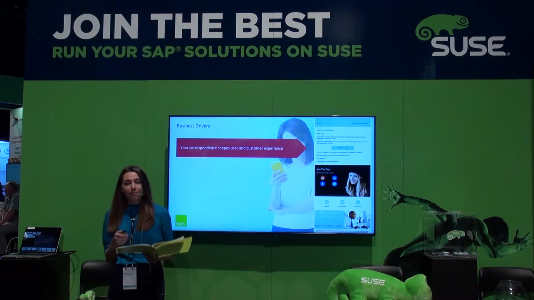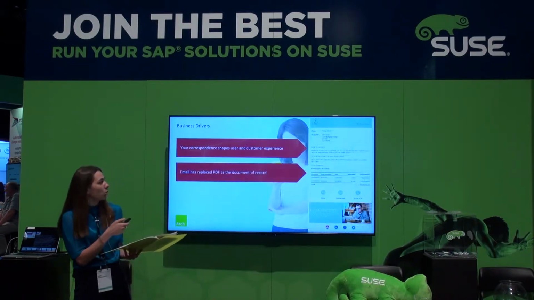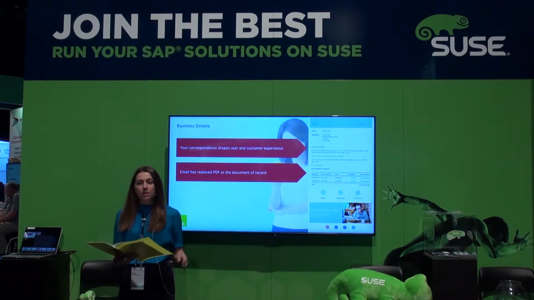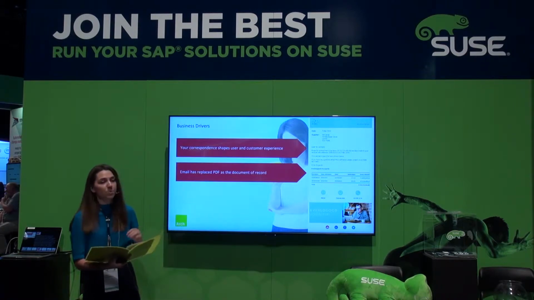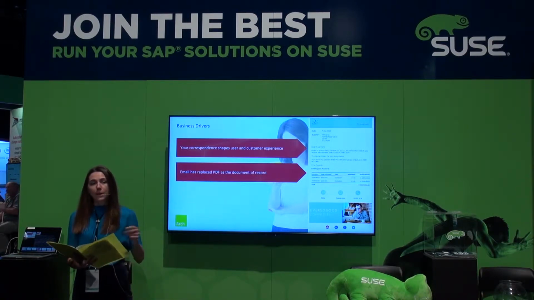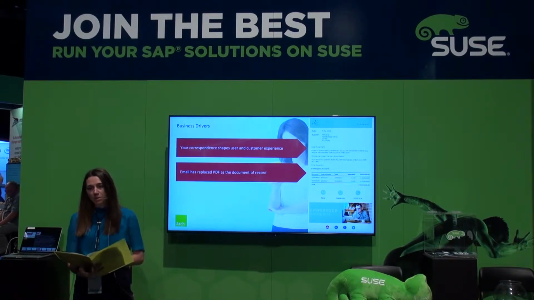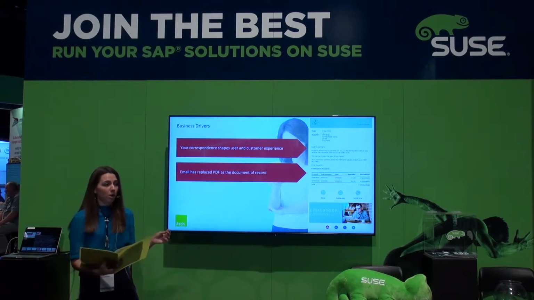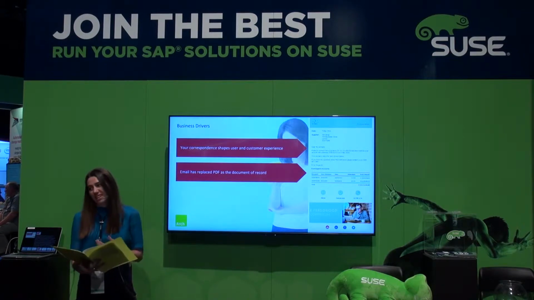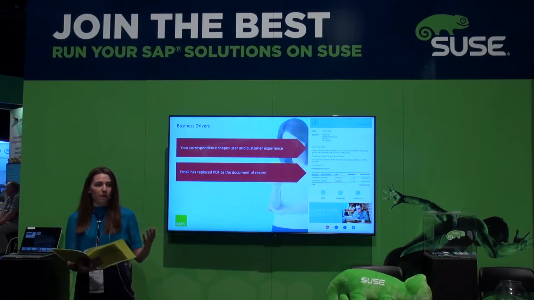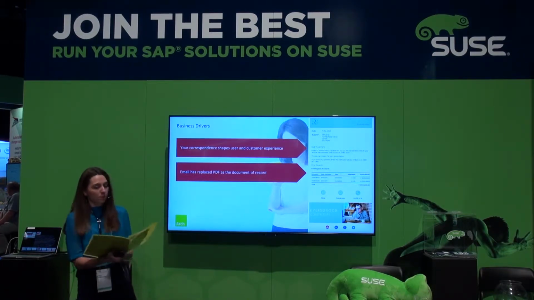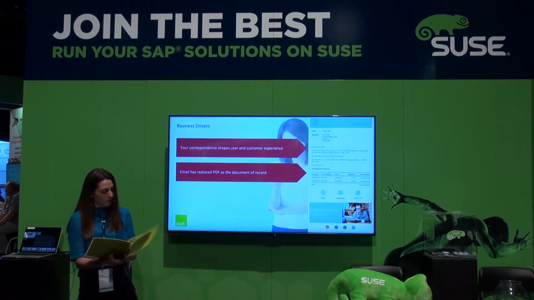Email has replaced fax and print almost entirely. It is no longer the attachment that is the document of record, but the email itself. If you think about the email you get from Amazon, the invoice is now in the body of the email, not an attachment. And that's what you'd expect for your customers and your recipients.